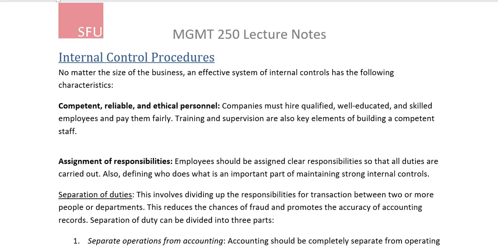Internal control procedures. No matter the size of the business, an effective system of internal controls has the following characteristics. So we have competent, reliable, and ethical personnel. Companies must hire qualified, well-educated, and skilled employees and pay them fairly. Training and supervision are also key elements of building a competent staff.